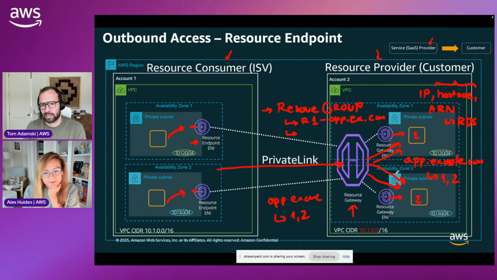between different targets. So ultimately, what you're doing here is you're exposing something that's accessible as a host name or an IP address to this consumer VPC in this scenario. In this case, it's the ISV.